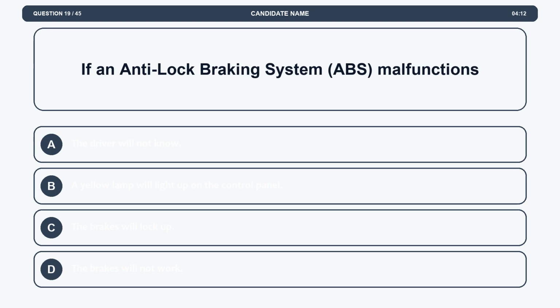Question 19. If an anti-lock braking system, ABS, malfunctions. Option A. The driver will not know. Option B. A yellow lamp will light up on the control panel. Option C. The brakes will lock up. Option D. The brakes will not work.